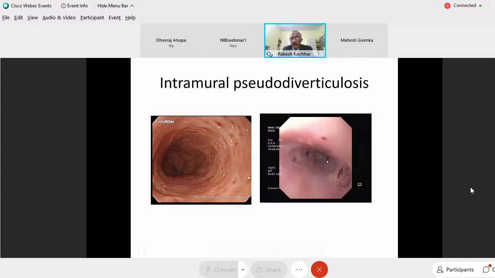Now, this patient had multiple pseudo-diverticula and the lumen was here. He had non-steroidal anti-inflammatory drug-induced esophageal stricture with pseudo-diverticula. So what is the importance? That you must know the actual lumen, otherwise you may pass a guide wire here and perforate.